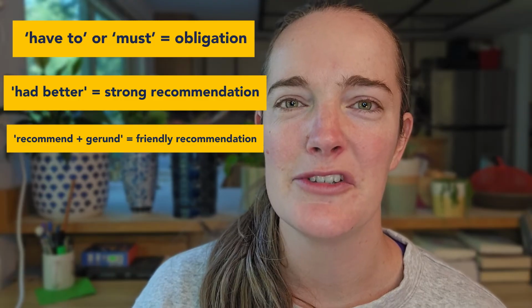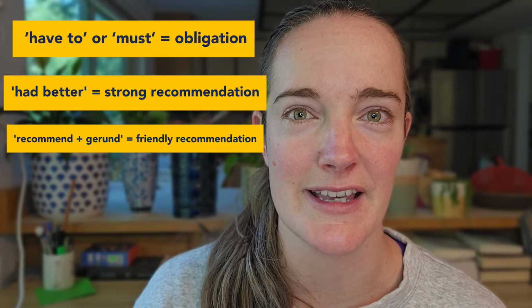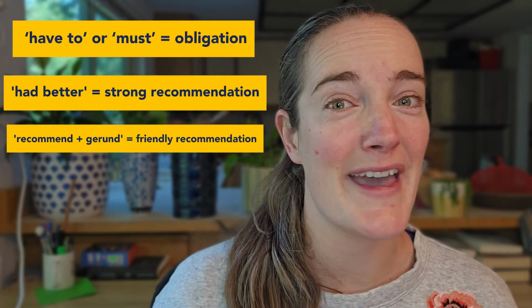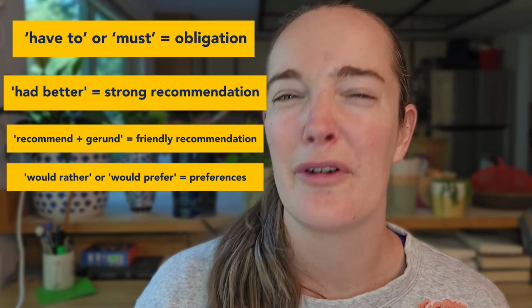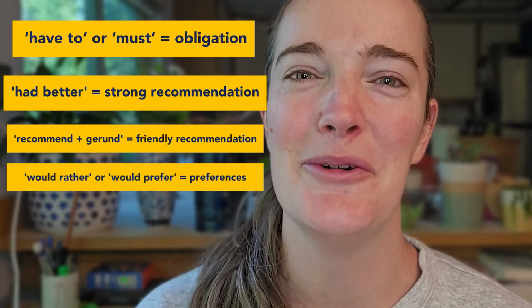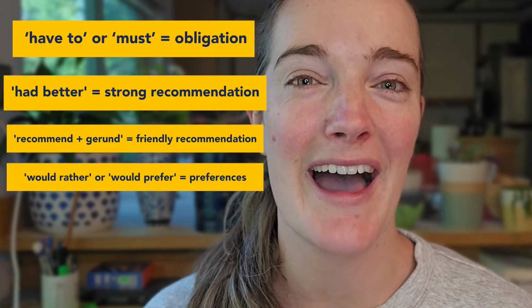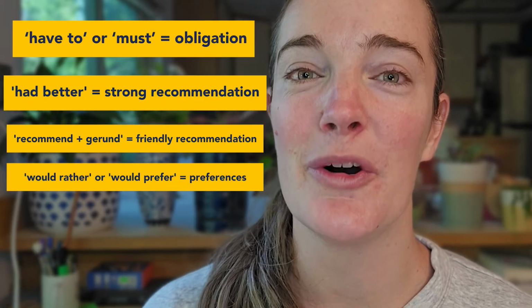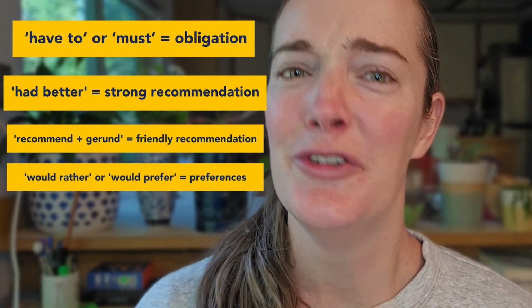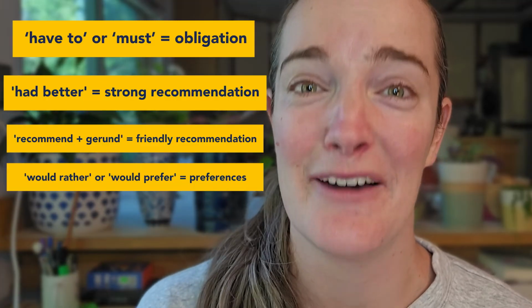We also don't use had better to talk about preferences. To say we prefer one thing more than another, we'd say, I'd rather or I prefer. For example, if you were asked the question, would you rather have chocolate or strawberry ice cream? You'd say, I'd prefer to have chocolate or I'd rather have chocolate, not I had better have chocolate.